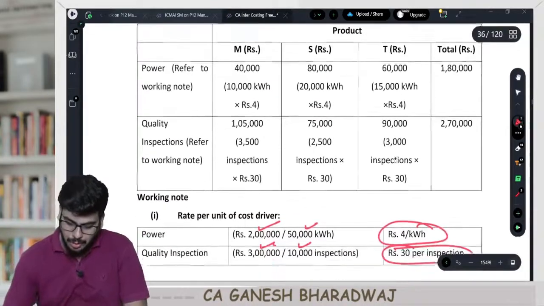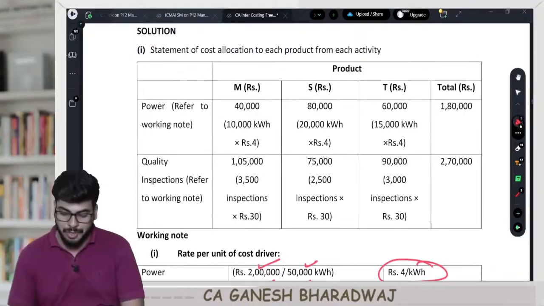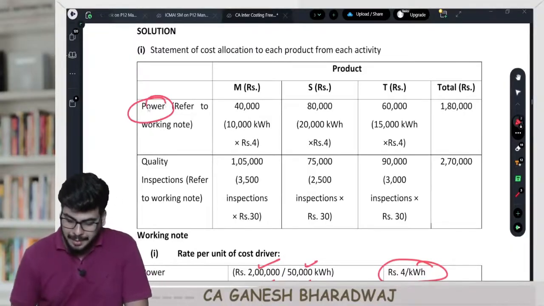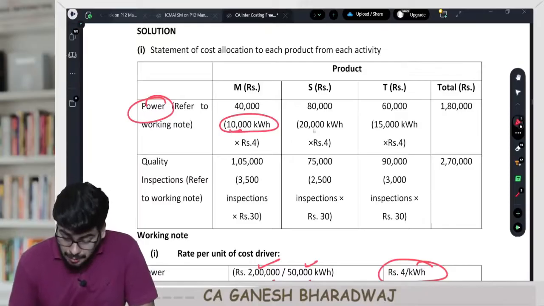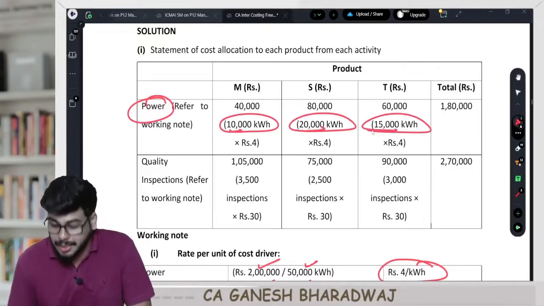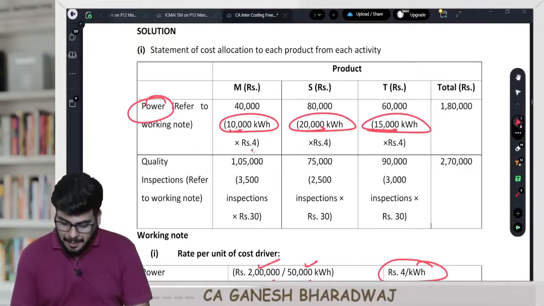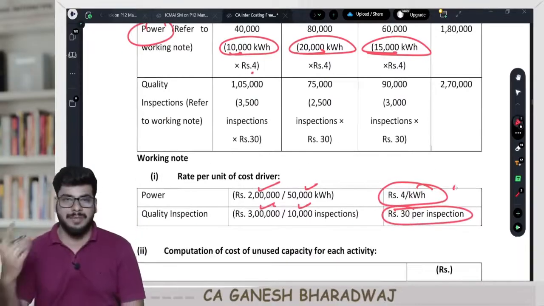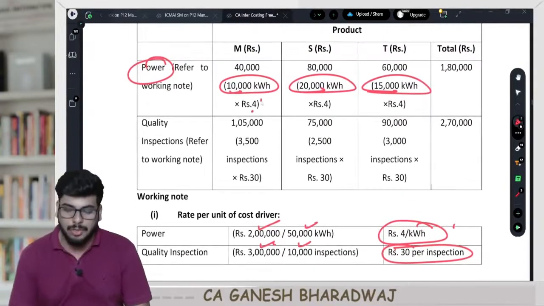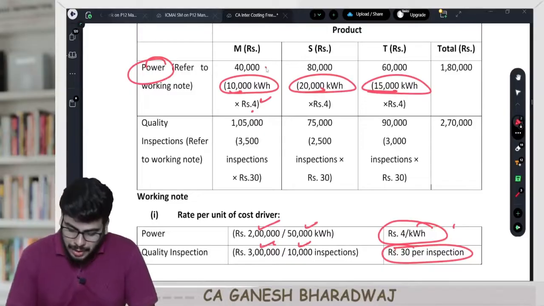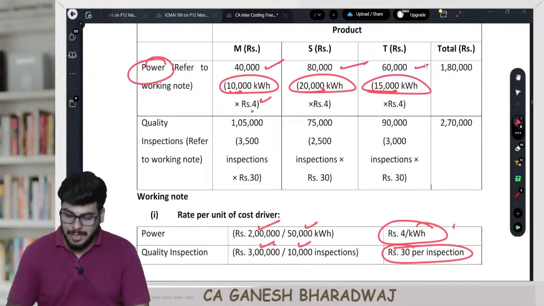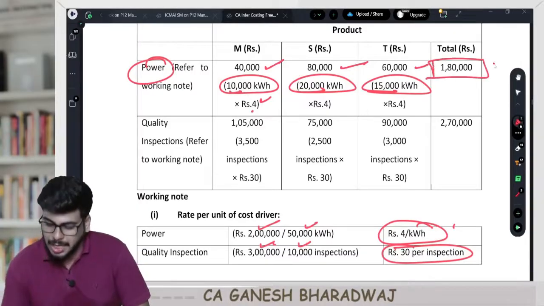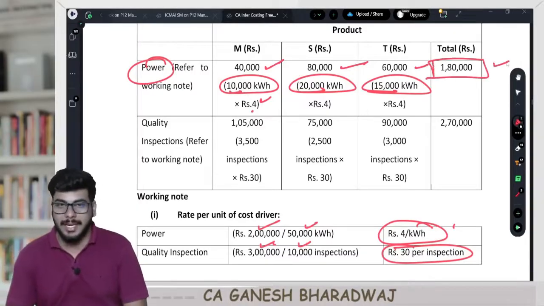Clear with this, guys? So now what will we do here? With respect to the power activity, product M consumed 10,000 kilowatt hours, product S consumed 20,000 and product T consumed 15,000. Multiply it with 4 rupees, because for every kilowatt hour consumed, the overhead charge is going to be 4 rupees. So you will get a share of 40,000, 80,000, 60,000. So at the end of the year, the actual overhead charge is going to be 1,80,000 rupees.